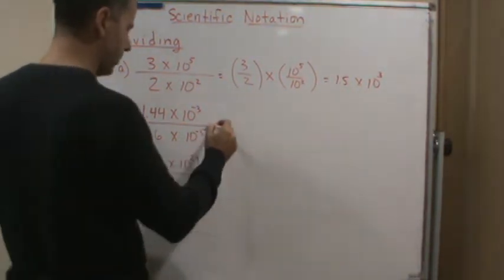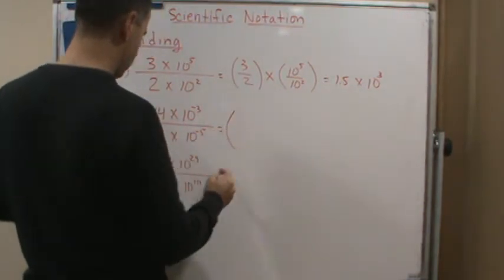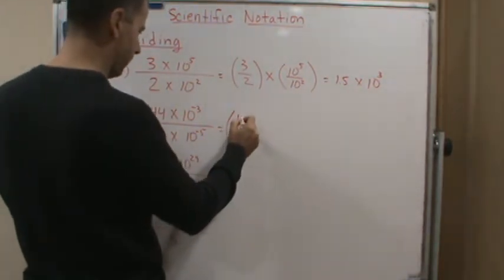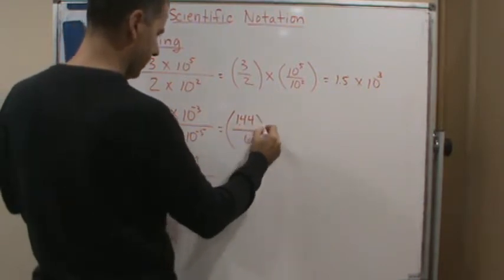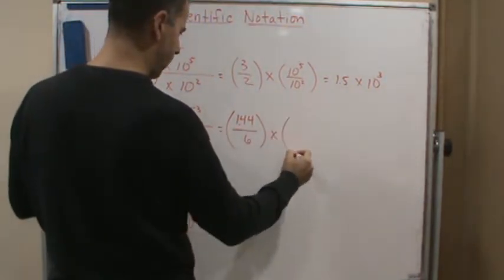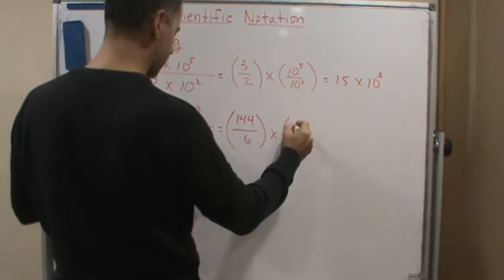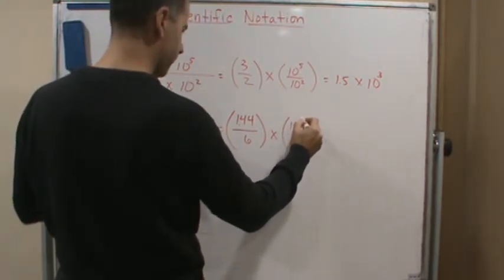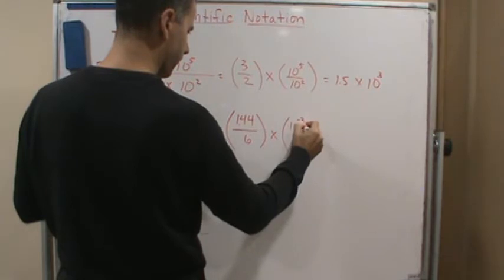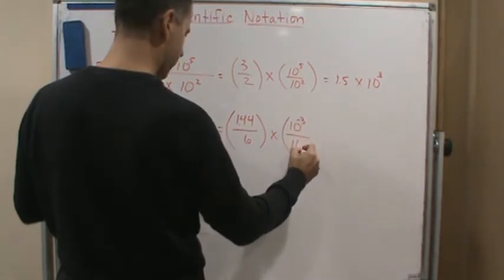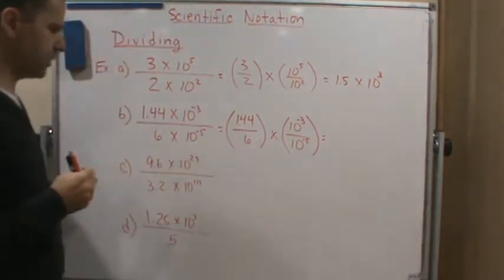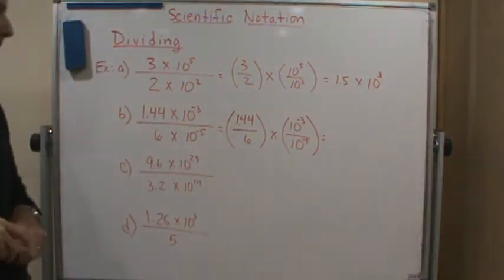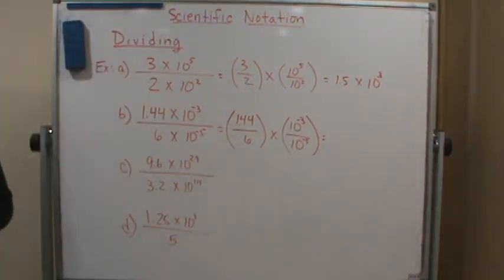Okay, now what about this one? Okay, so let's do the same thing. So let's write this as two fractions. So I'm going to put the first factors together, and the power of 10 factors together. So now the first thing is I want to divide the 144 by 6.